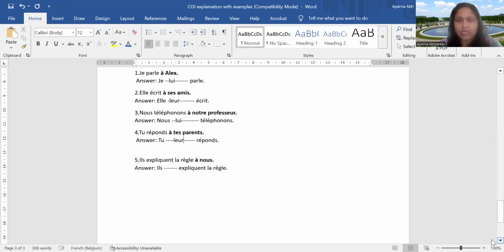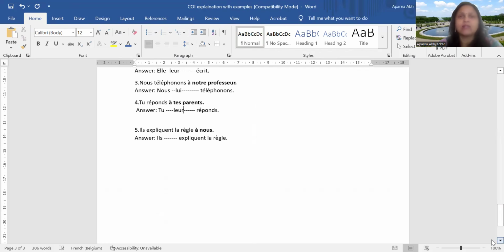Last one, il explique la règle à nous. Now, il explique la règle à qui? À nous. So, à nous will be replaced by the nous pronoun. So it becomes il nous explique la règle. Il nous explique, the placement of the pronoun before the verb as always. Il nous explique la règle.